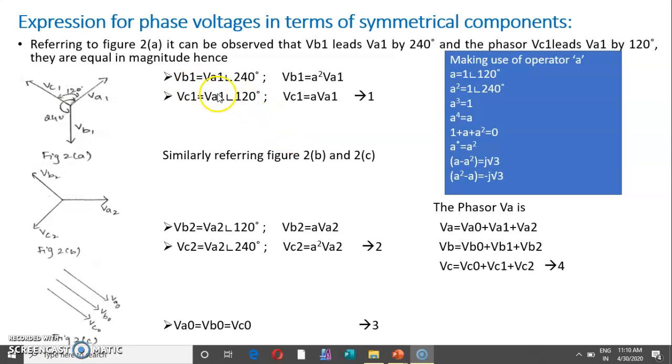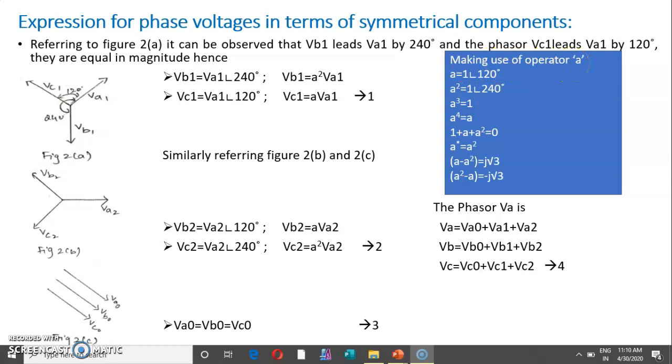So we write in equation form: VB1 is equal to VA1 with an angle difference of 240, and similarly VC1 is VA1 with an angle difference of 120. In every problem or expression I need to maintain these angles of 240 and 120, and it is difficult to write 240 degrees and 120 degrees every time. Hence, to simplify, we make use of the operator a.